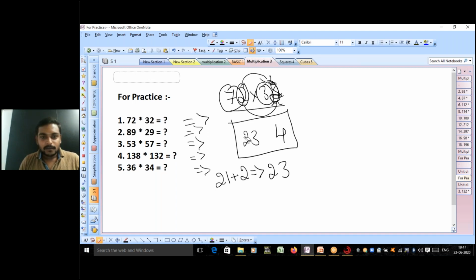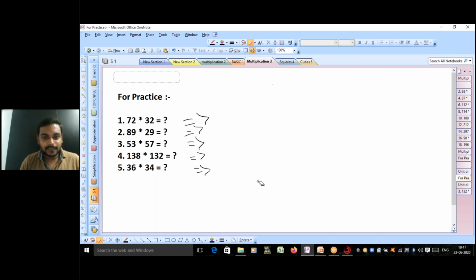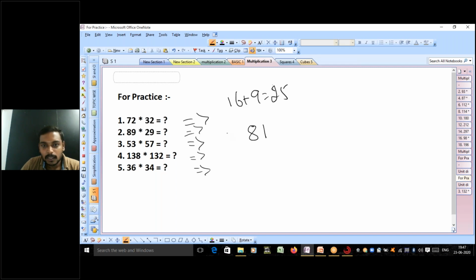Okay, next one. Here you have different types. Just observe the number. Okay, next one. Same thing. Unit place number is same and the sum of remaining numbers is 10. So 9 9s are 81. Then 8 2s are 16 plus 9, which is equal to 25. So then it is equal to 2581. That's the second one.